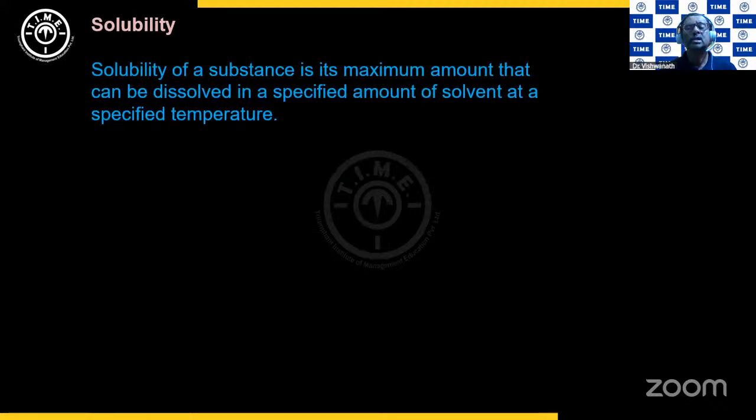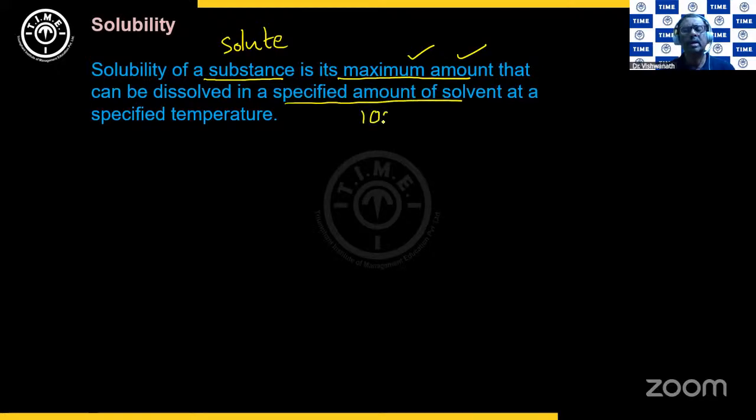Now, before we move on to Henry's law, there is something that we need to learn first. What is solubility? Solubility is the maximum amount of a substance. That substance is nothing but you can call it a solute. Solubility of a solute, maximum amount. What is the maximum amount of this solute that can be dissolved in a specified amount of solvent? Specified amount means, let us say 100 ml of the solvent, at a given temperature. The temperature also has to be specified because solubility depends also on temperature.